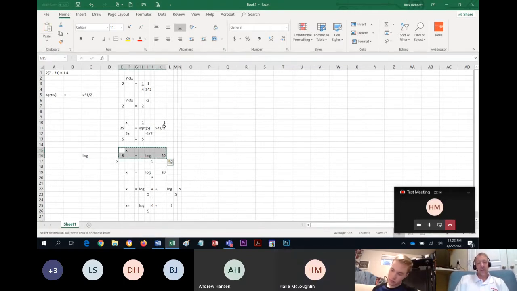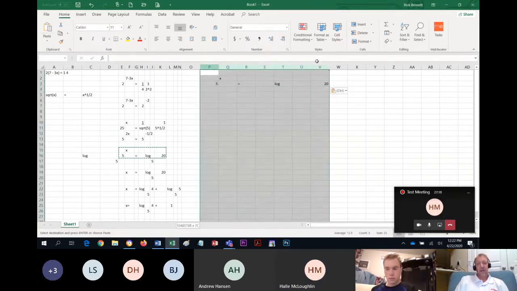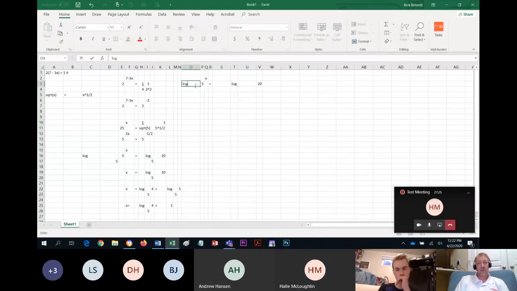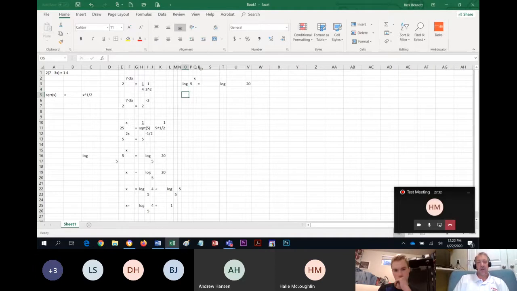What if instead of taking log base 5, I take just the base 10 log, or the regular log? So if I take the base 10 log of both sides, and that's what I thought you were going to do, and that would have been a better way to go. So now this becomes x times log of 5 equals log of 20.